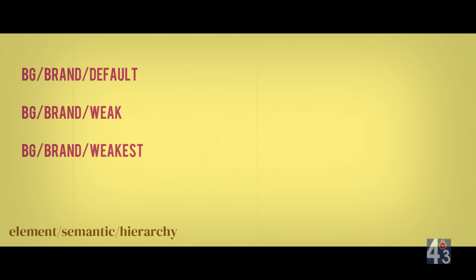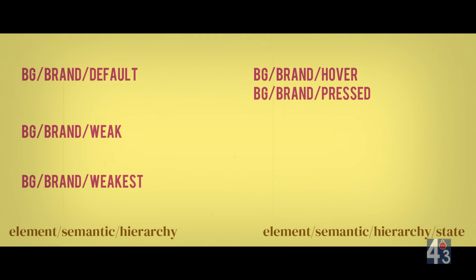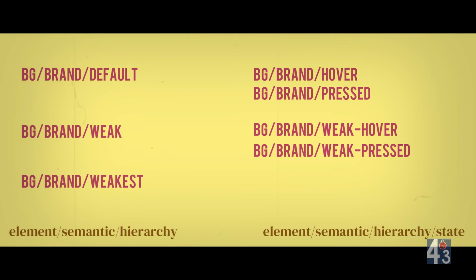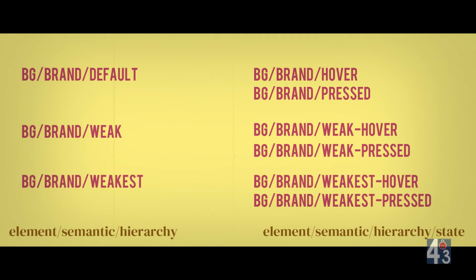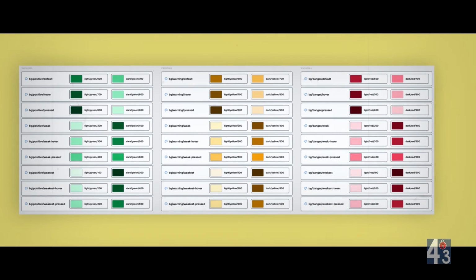And if you use these colors for components like buttons, you may also need a hover and a press state as well. So the token structure would then have element, semantic, hierarchy and state. BG brand hover and BG brand pressed. BG brand weak hover and BG brand weak pressed. BG brand weakest hover and BG brand weakest pressed. This way, this notation could extend across all my semantic colors assigned to backgrounds.